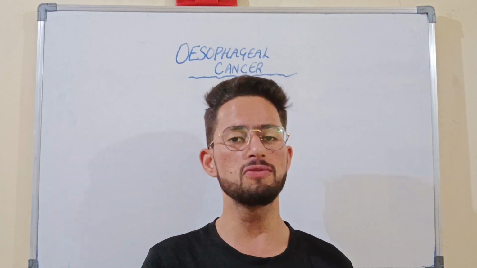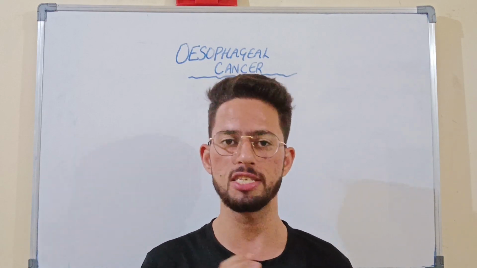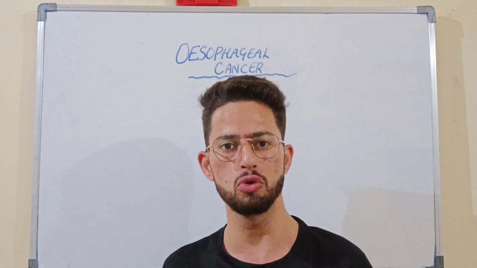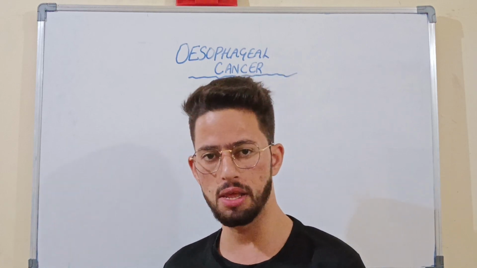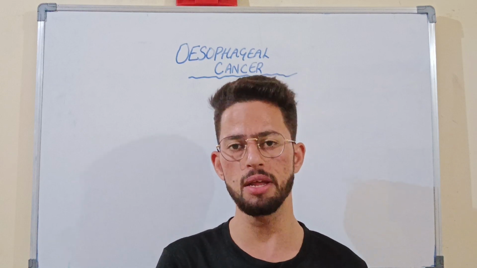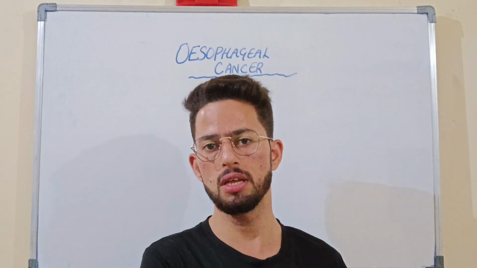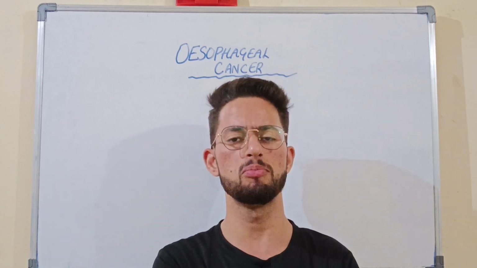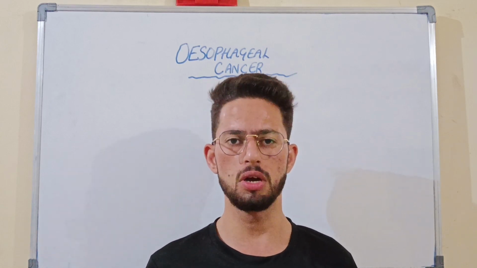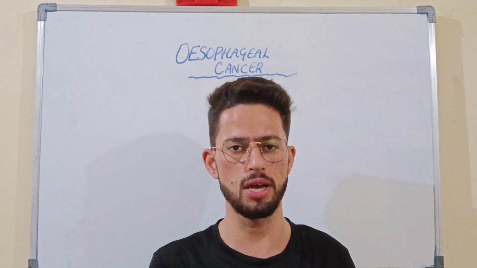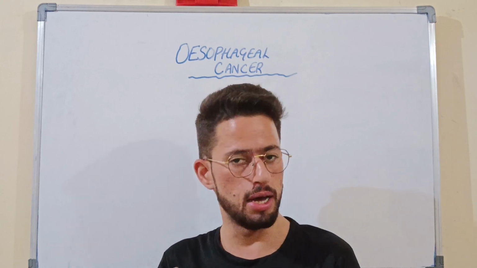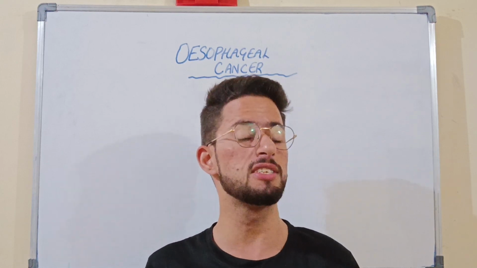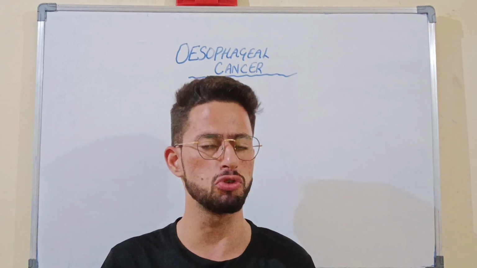Okay, now next one is T4. T4 means when the tumor has spread to adjacent tissues like the pleura, pericardium, and mediastinum. Understanding? We can also say the chest cavity, and some part of the tissues that surround the esophagus, so they will be involved. Okay, so this is about the tumor: T1, T2, T3, and T4.